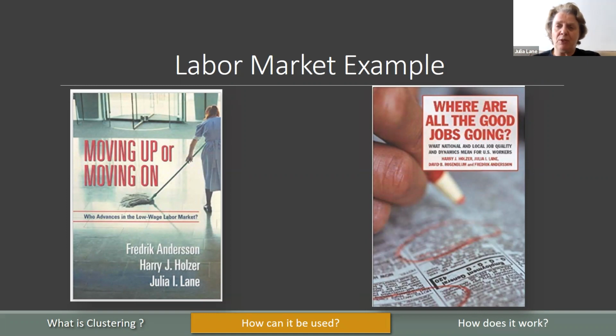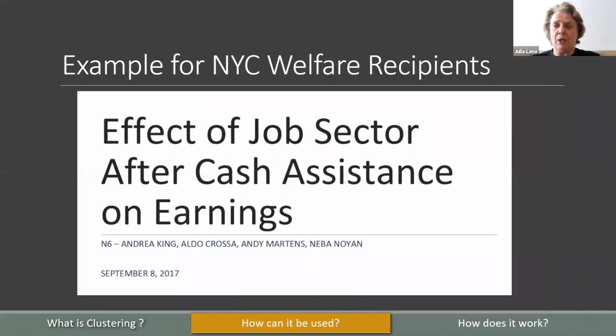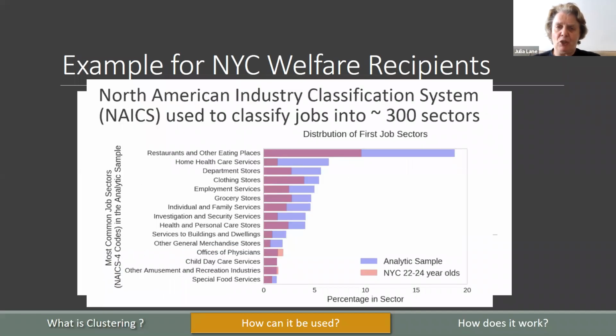And that was the story of these two. Now, in a class that we taught 3 years ago, a group of participants looked at an example of this for New York City welfare recipients. They wanted to find a job sector, and they used clustering to classify job sectors.